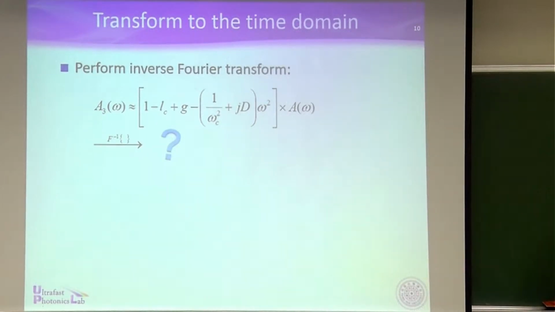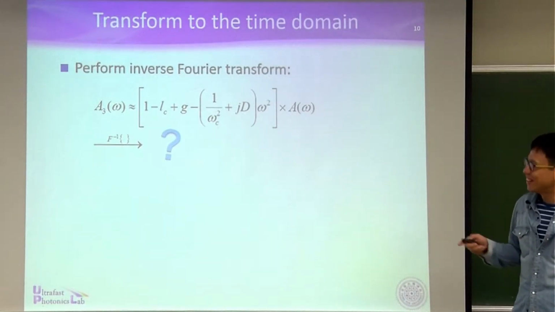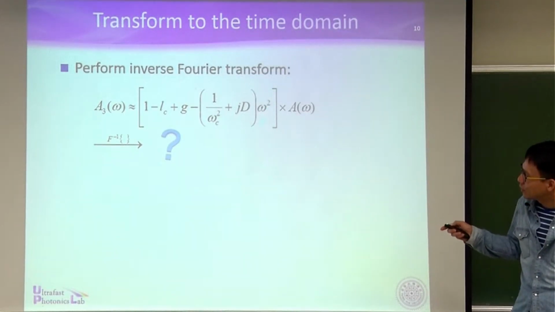What will the result be? The first one is quite easy. Big AC after inverse transform is a small AC of t. That's a matter of symbol. Okay. But how about this? 1 minus LC plus G, they are just constants, so no problem. But here, you have a constant, a complex constant, times omega squared.